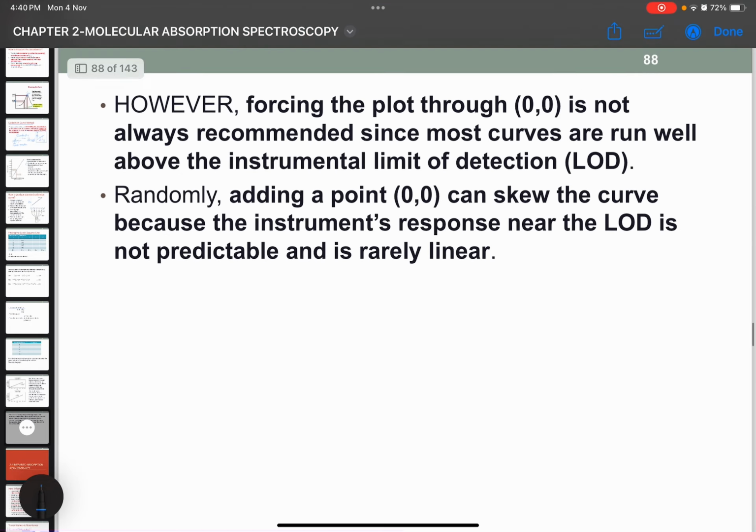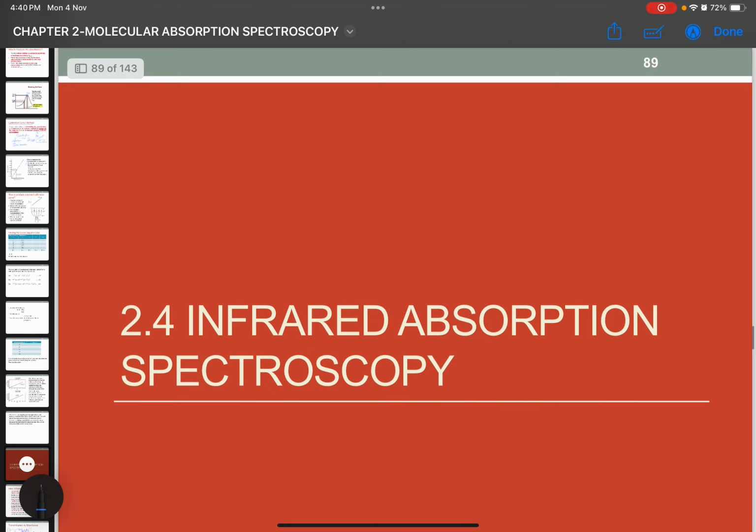Okey, cukuplah sampai sini je untuk calibration, untuk application of the UV. Saya rasa saya stop dulu sampai kat sini. Saya akan sambung infrared absorption spectroscopy on the next video.